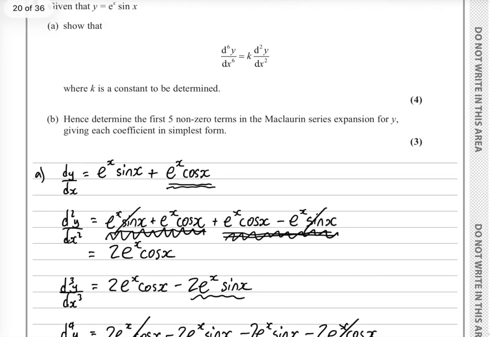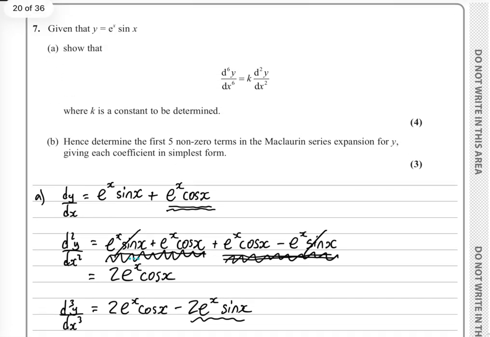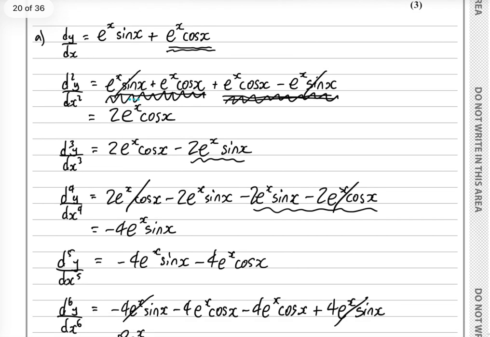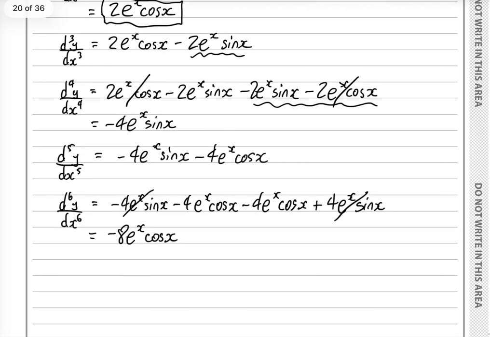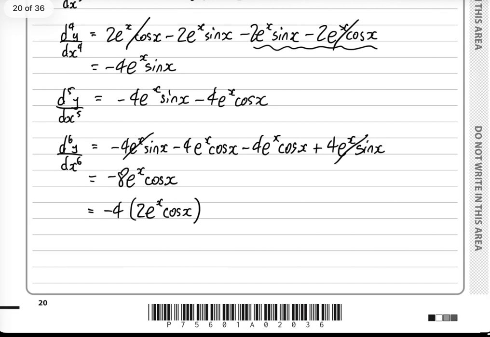Now, what did they want us to prove? That should be a constant times the second derivative. Second derivative is here, so if I write that as minus 4 times 2e to the x cos x, then I can replace that with minus 4 times the second derivative. And this, of course, is still the sixth derivative. And that is our final answer, where k is equal to minus 4.